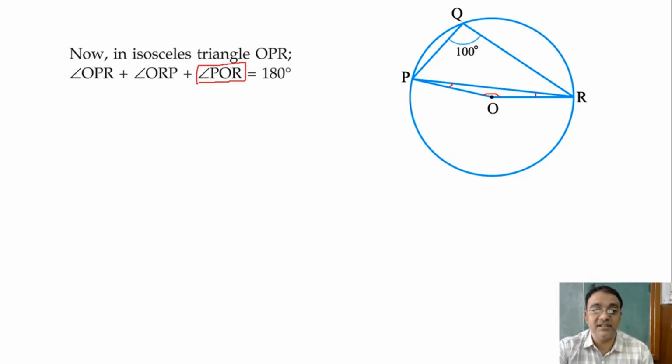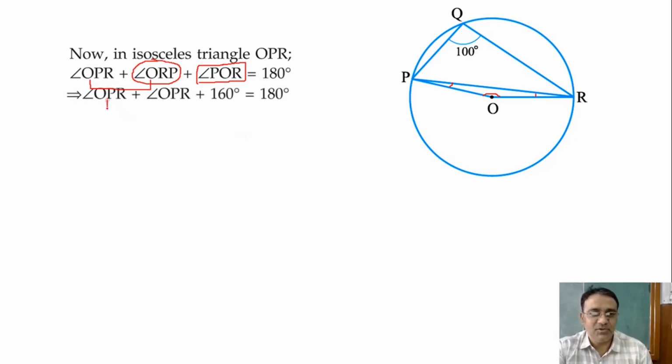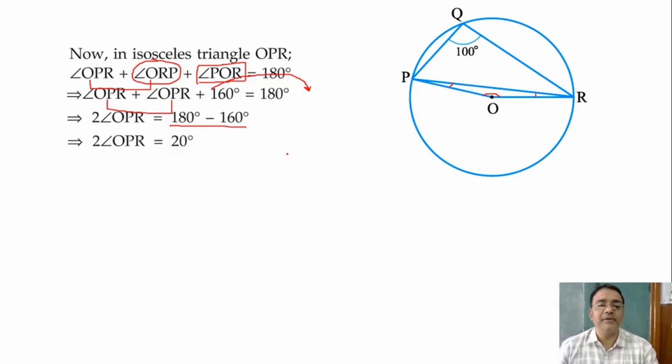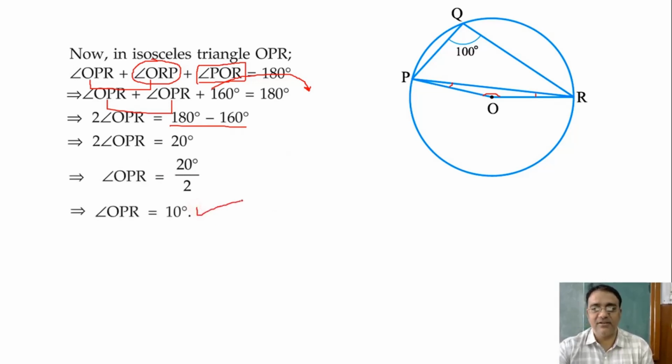Already we got 160, and these two are equal. Okay, so what will we do with this? We will replace it by angle OPR. So 2 times OPR is equal to 180 minus 160 degrees, and this will become 20. So what is the value of angle OPR? 10 degrees. Right, fine, very good. So this question is over.